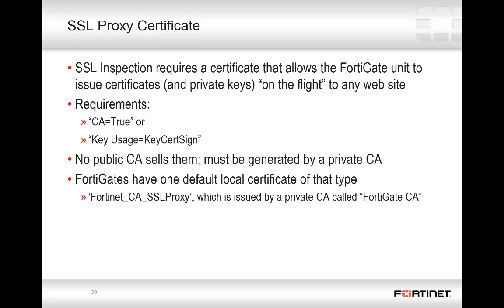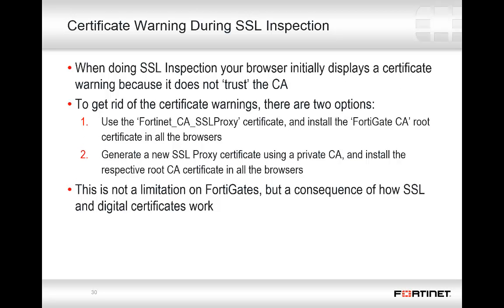The FortiGate models that support SSL inspection come from factory with one SSL proxy certificate that can be used for SSL inspection. It is called Fortinet CA SSL Proxy and is signed by a CA called FortiGate CA. When doing SSL inspection, your browser will start displaying a certificate warning each time a user is connecting to an HTTPS site. The reason for this warning is that the certificates received by the browser are now being signed by the FortiGate, which is a CA that the browsers do not trust.